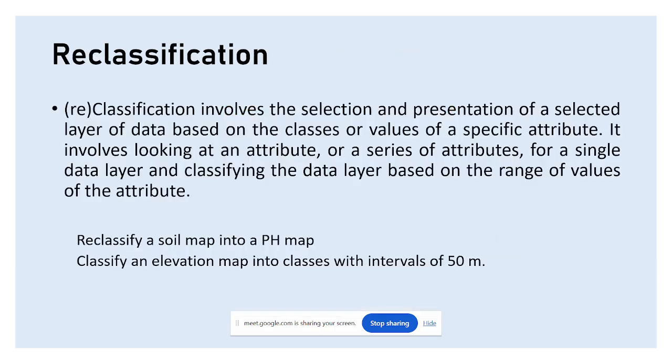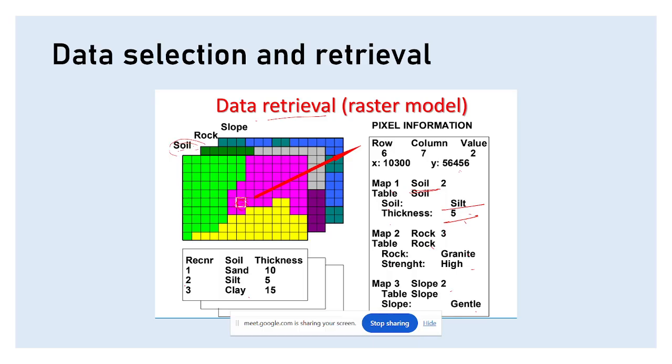Then moving on to the reclassification topic. The purpose of reclassification is to reduce the number of classes from the original map. So as I said, let's say you have a map over here, and it has sand, silt, clay, that much of information. Or you can just imagine that you have a single map which has all this information. So instead of three different maps, let's say you have a single map which contains information about the soil, the rock, and the slope.